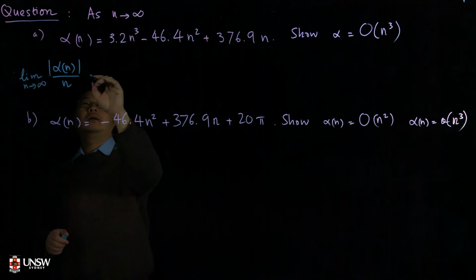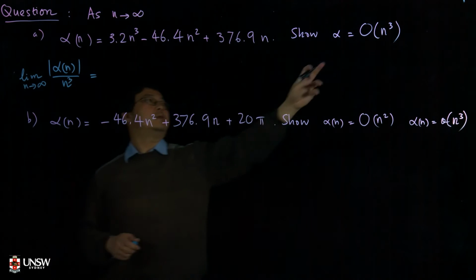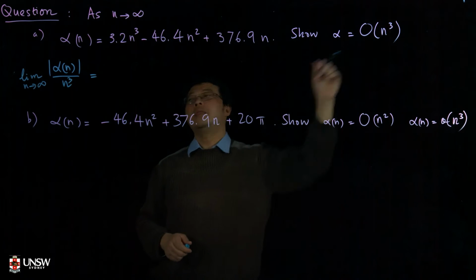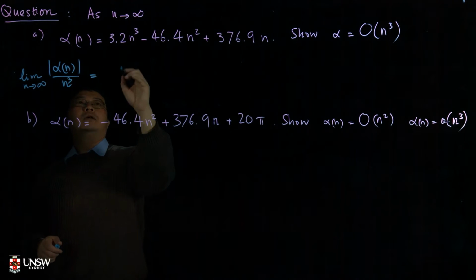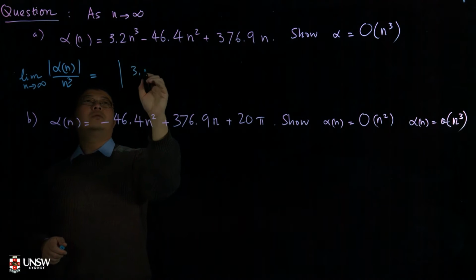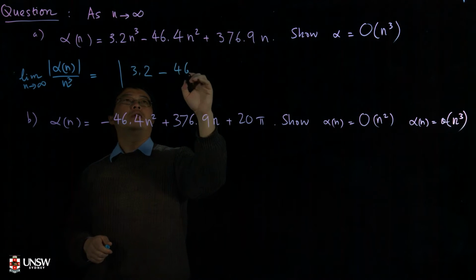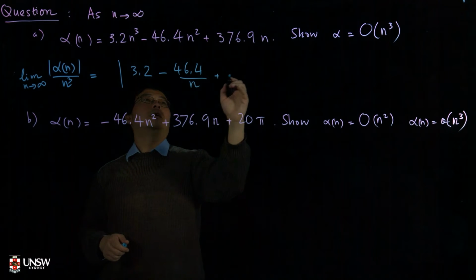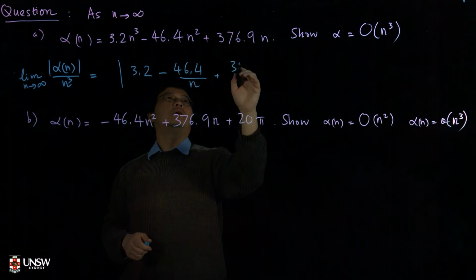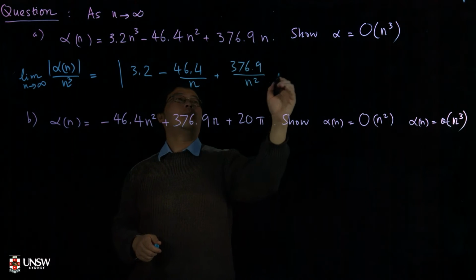So now, if we take alpha n divided by n cubed, because n cubed is over there, the first term will be 3.2, and the second term will be 46.4 divided by n, and the last one will be 376.9 divided by n cubed.